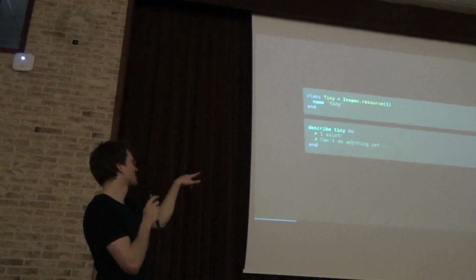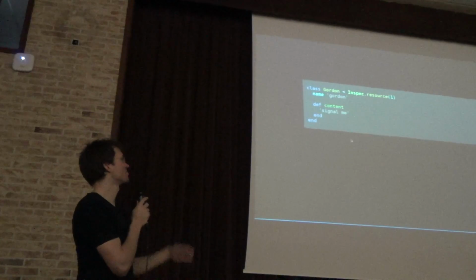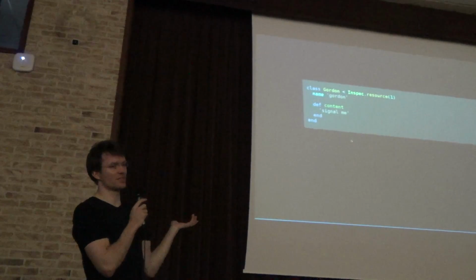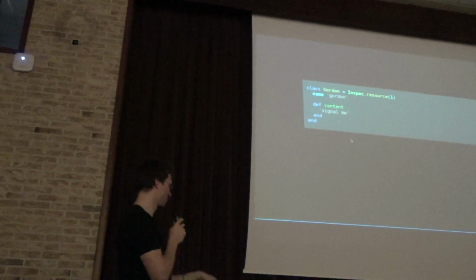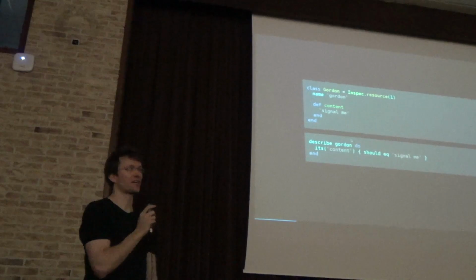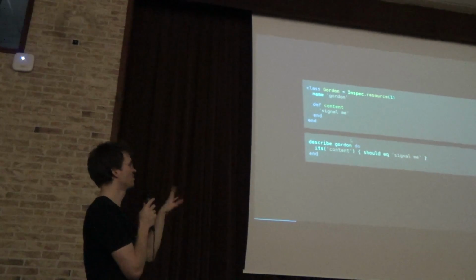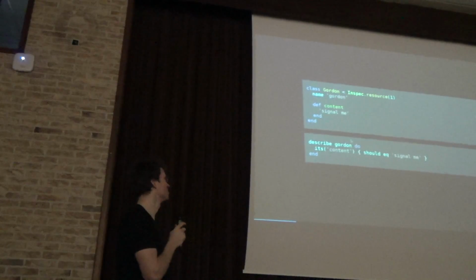Now, okay, the resource exists, but it doesn't do anything, right? That's a bit stupid. Let's do something more useful. So this resource is going to give me content, which is just going to say, signal me. And if I actually match that in my test right now, I can use it like this. I can see whether the content equals what I expected.